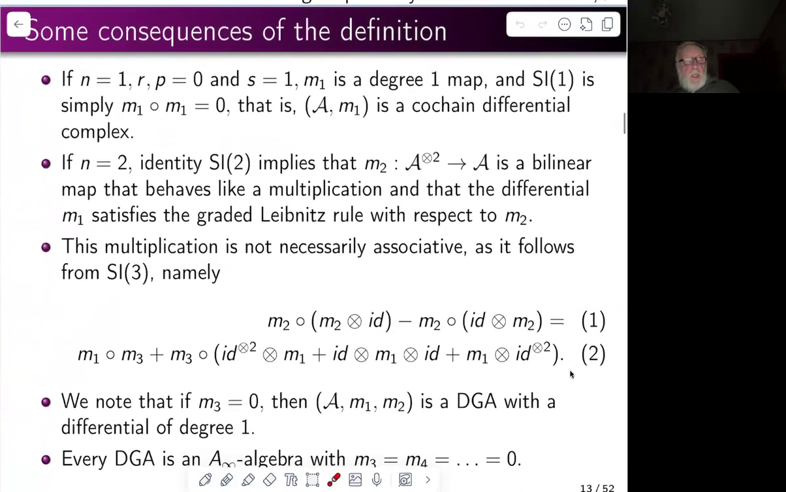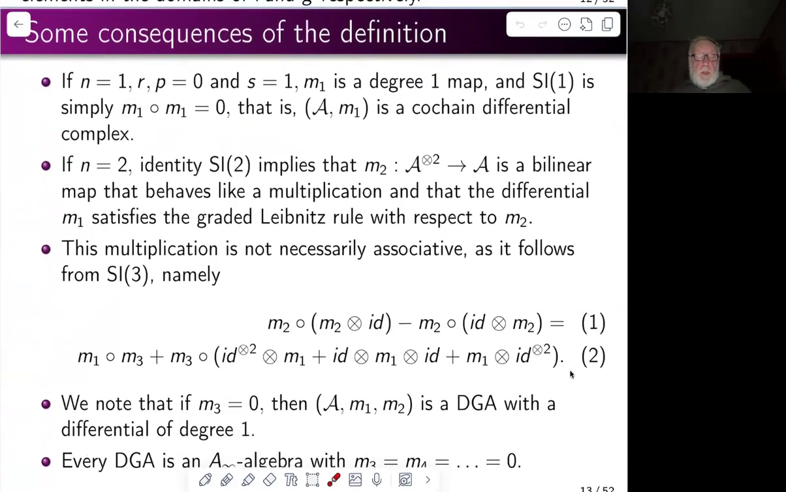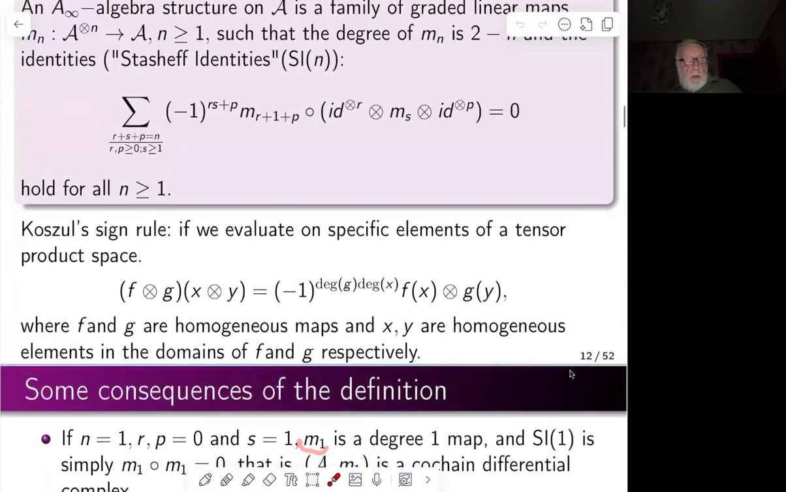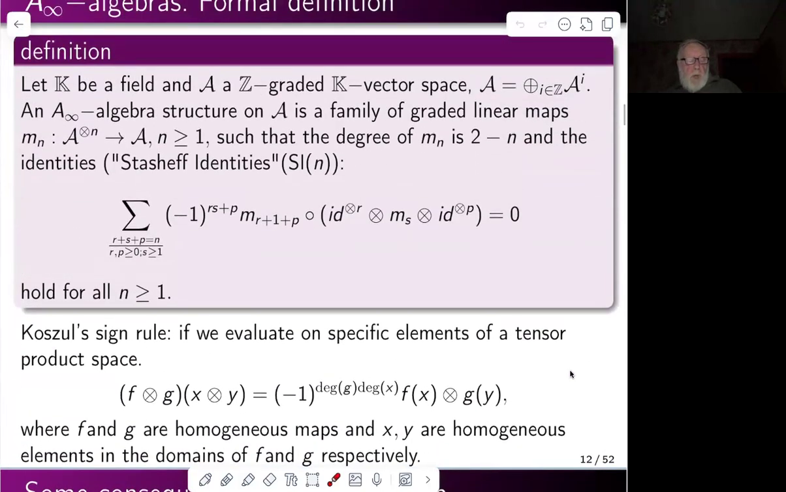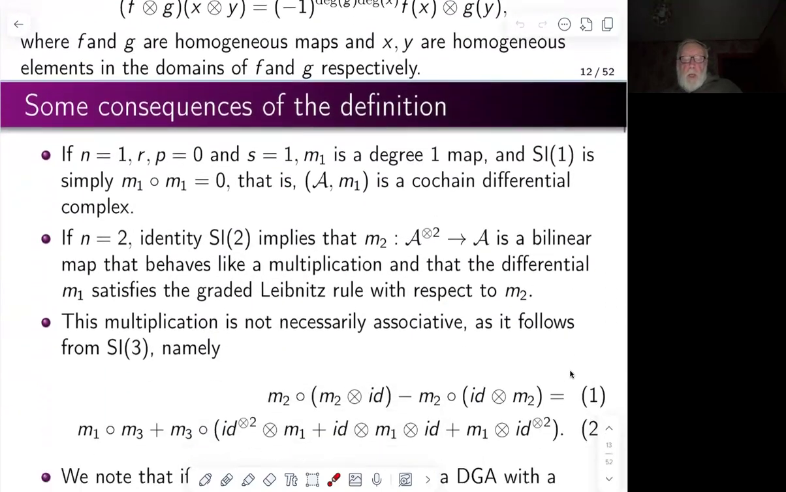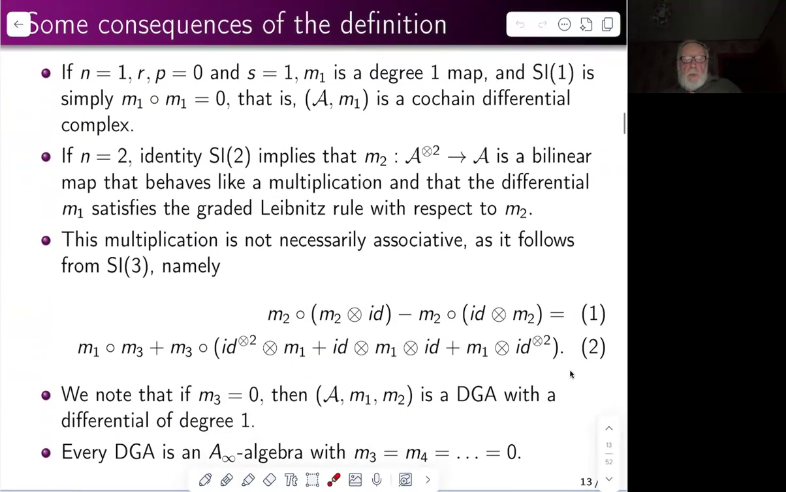What we have as a consequence of this definition? Let's consider small dimension, small degrees, I'm sorry. If we take n equal to 1, r and p equal to 0, and s equal to 1, then we have operation m1. This operation m1 is from A to A. And this linear map has degree 1.